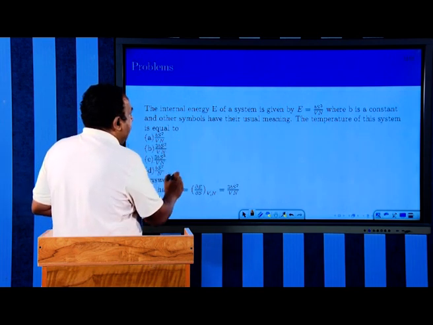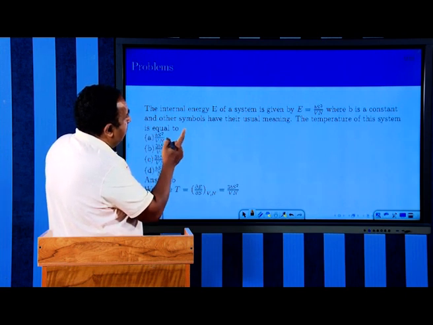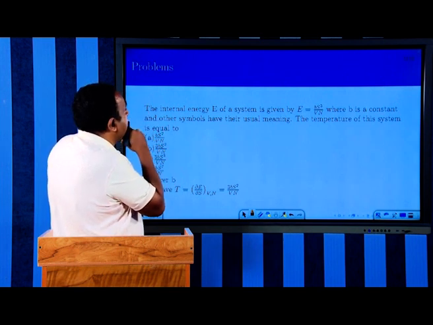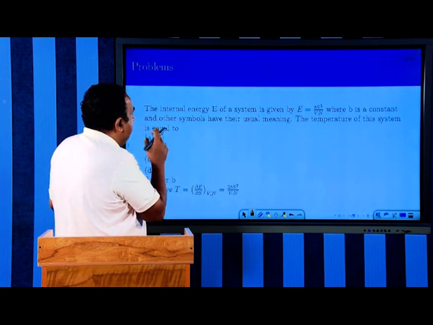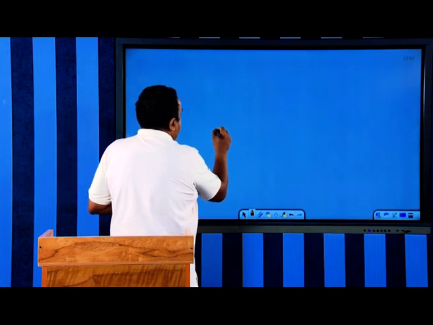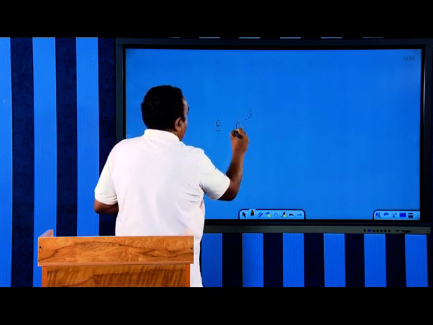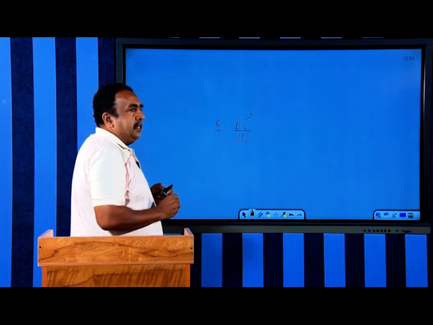You are given E is equal to B S cubed divided by V N, where B is a constant, S is entropy, V is volume, and N is the number of particles. This is the internal energy of the system, and you are asked to find the temperature of the system.